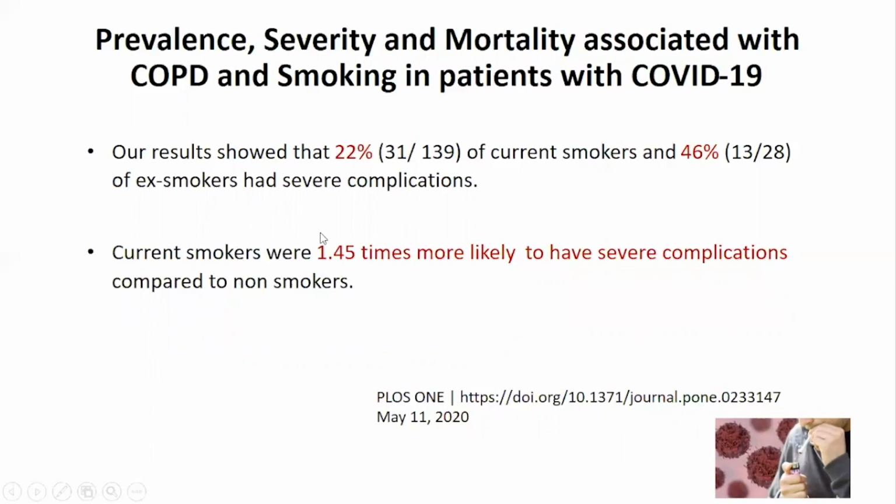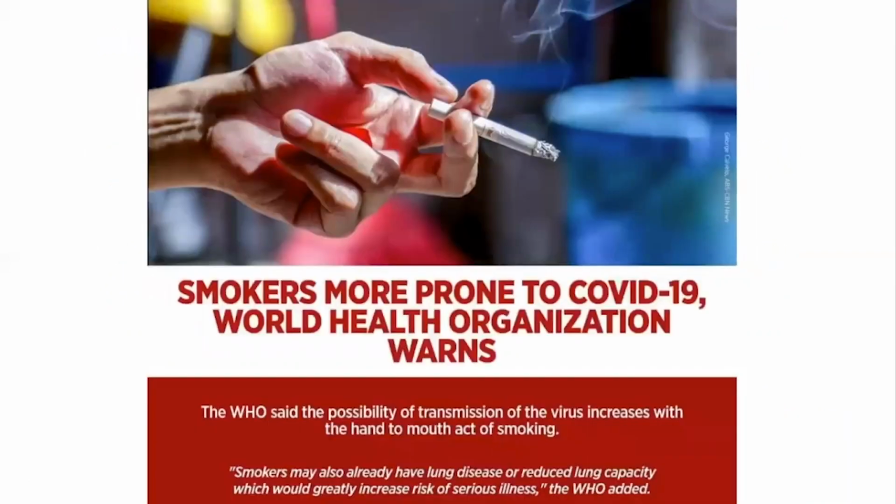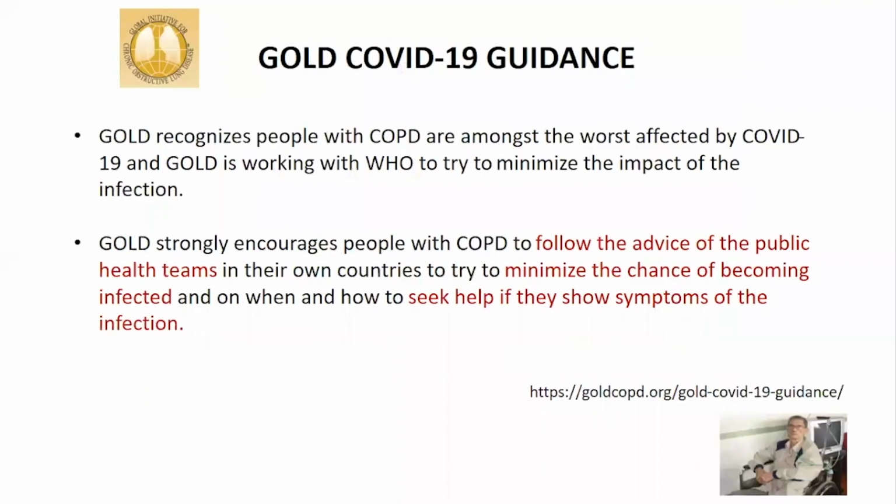Okay, it showed that for those smokers, there is a 1.45 times likelihood that you will have severe complications of COVID-19 when compared to non-smokers. And this is the reason why the WHO has already given this advisory: smokers are more prone to COVID-19. This is the warning coming from the World Health Organization.